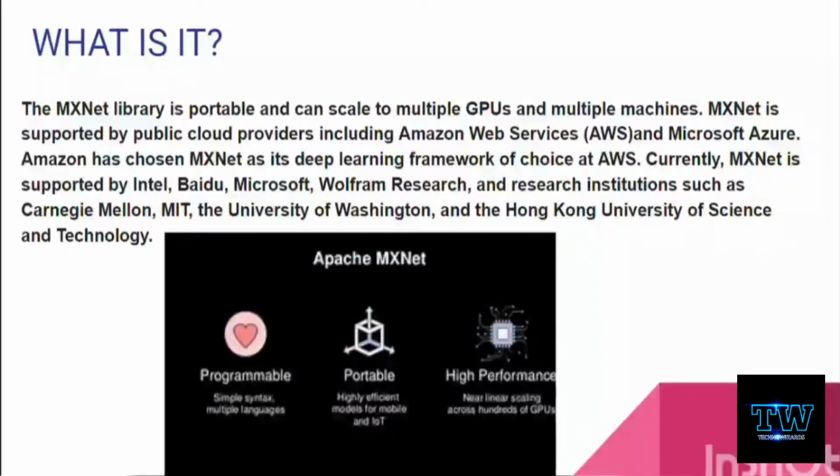It is portable and it can scale to multiple GPUs and multiple machines. It is supported by public cloud providers including AWS and Microsoft Azure. Amazon has chosen MXNet as its deep learning framework of choice at AWS. Currently, MXNet is supported by Intel, Baidu, Microsoft, Wolfram Research, and research institutions such as Carnegie Mellon, MIT, the University of Washington, and the Hong Kong University of Science and Technology.